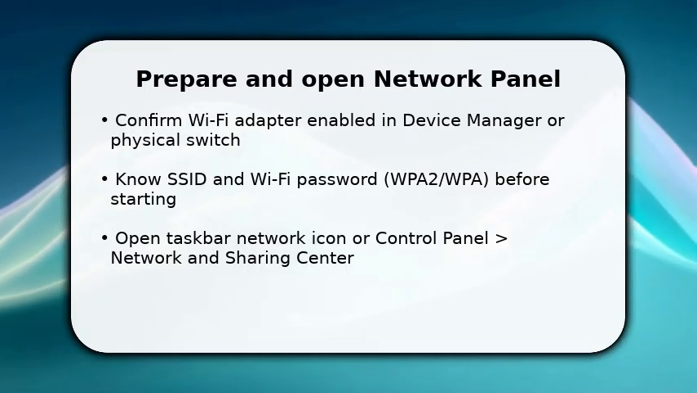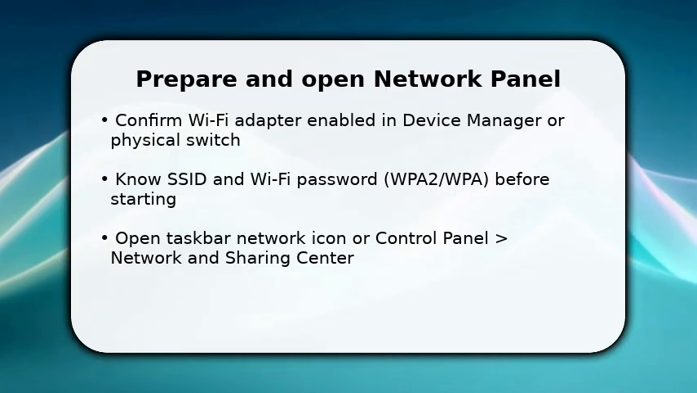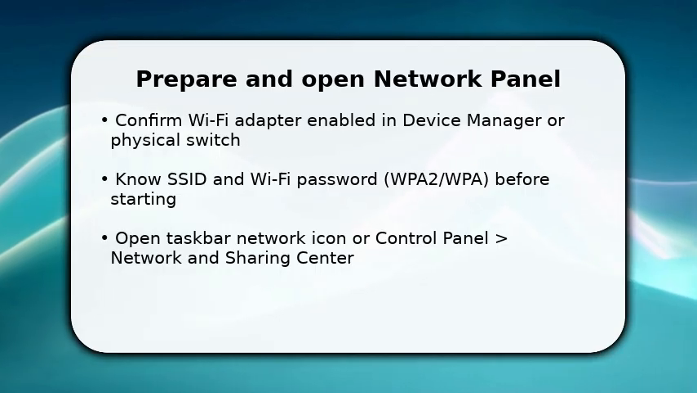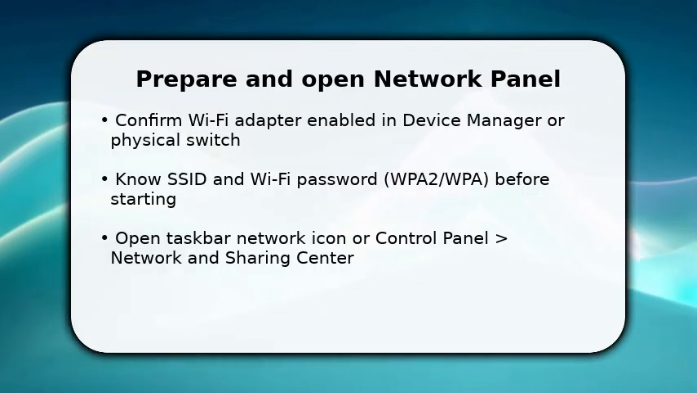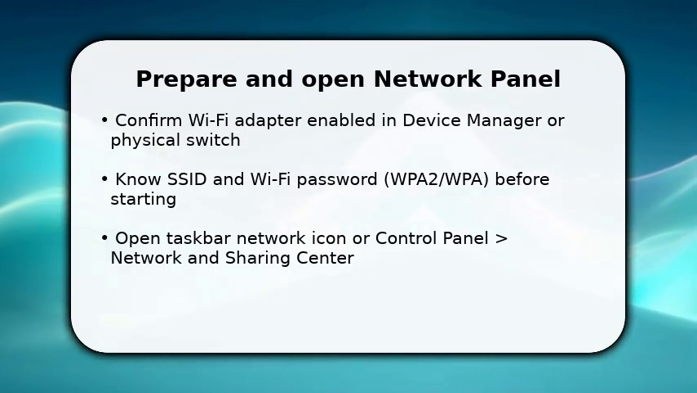Next, click the network icon in the taskbar. If it's missing, open Control Panel, then Network and Sharing Center to access the same options. This initial step removes common blockers so you can proceed straight to scanning and connecting without interruption.